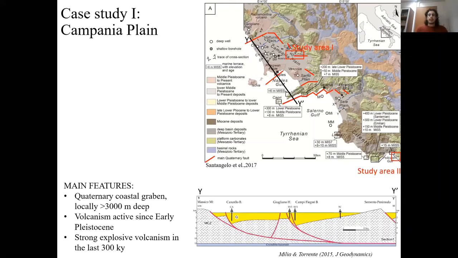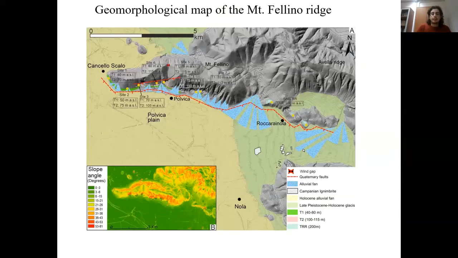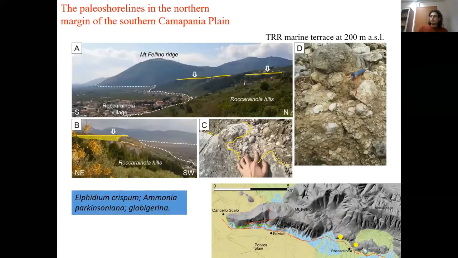So even if the tectonic evolution of the Campania plain has been the object of many studies, most of the information is inferred from subsurface data, while very little surface geological information exists. The first surveys allowed us to recognize and map a flight of marine terraces along the Monteferrino Ridge. I'm going to present some of the main outcrops, and let's start from the eastern part.